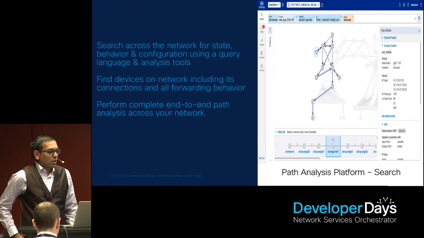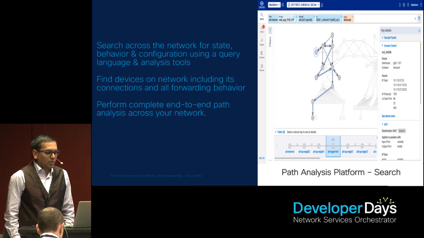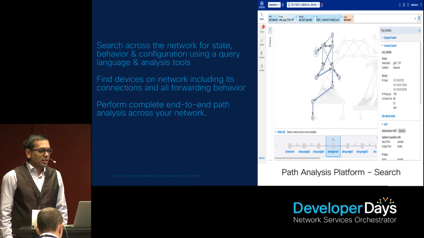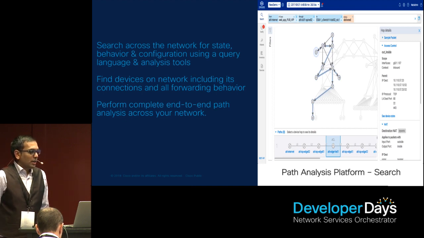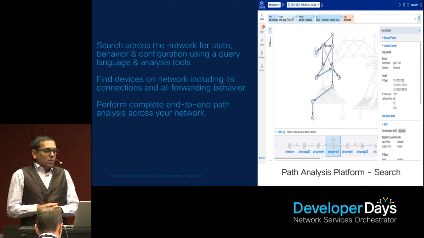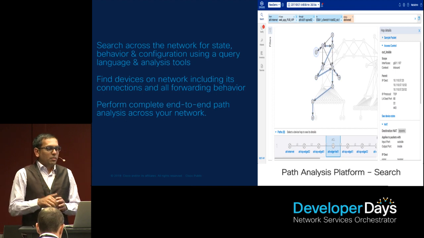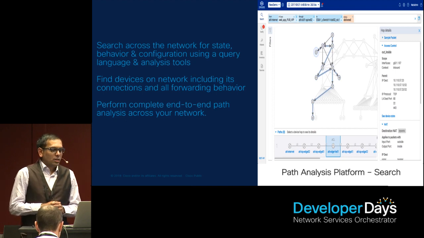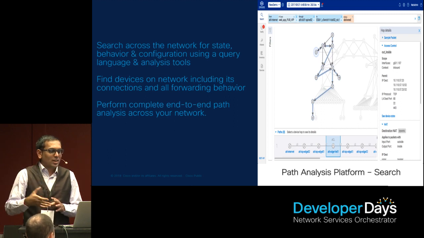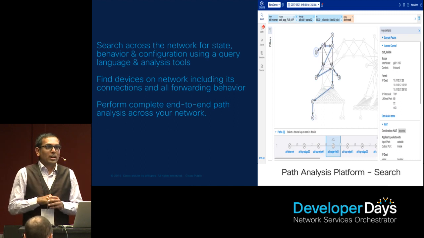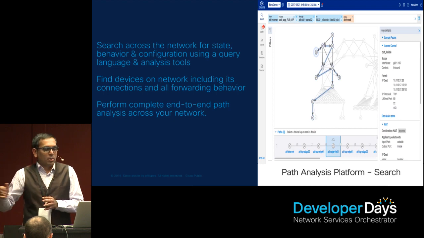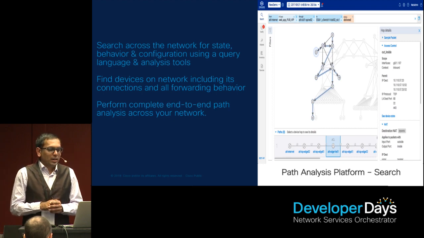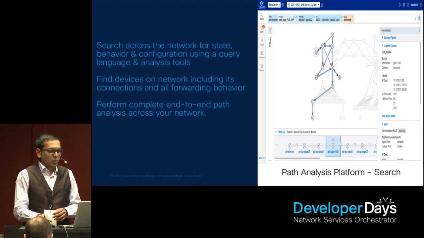Let's take a glimpse of how the path analysis platform facilitates search over the generated network topology. It searches across the network for the state, the behavior, and the configuration using query languages. It finds the devices on the network, including their connections and forwarding behavior, and performs complete end-to-end analysis across the network.